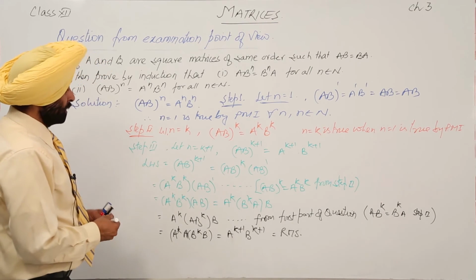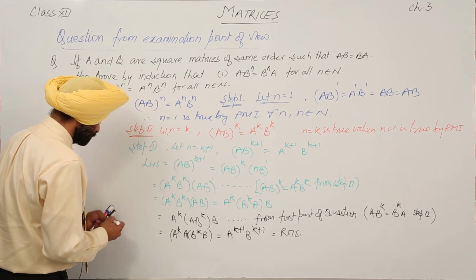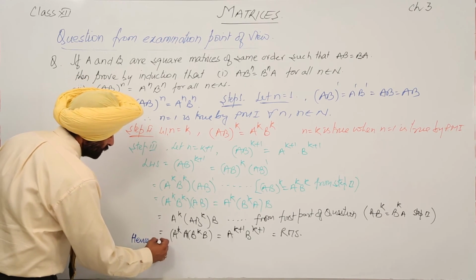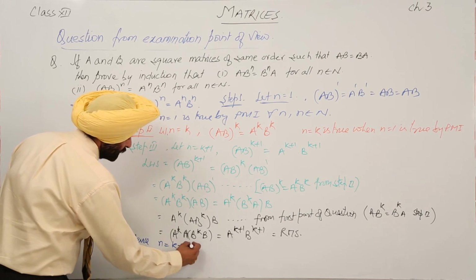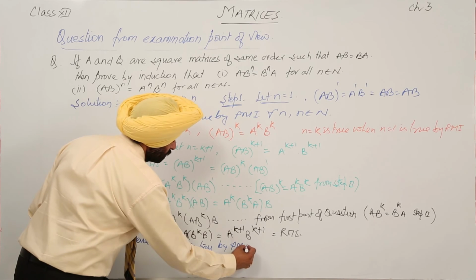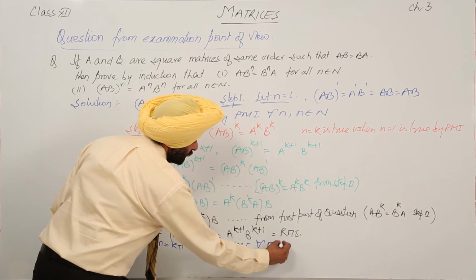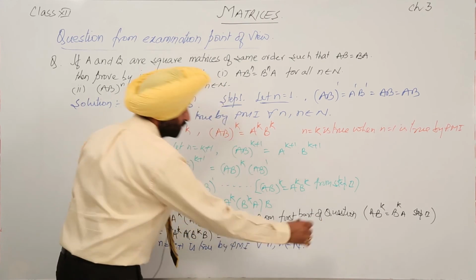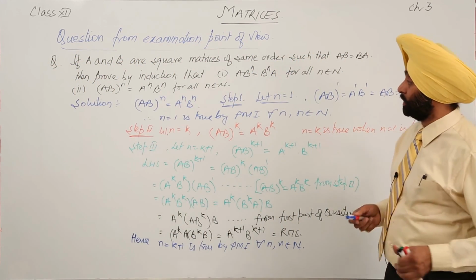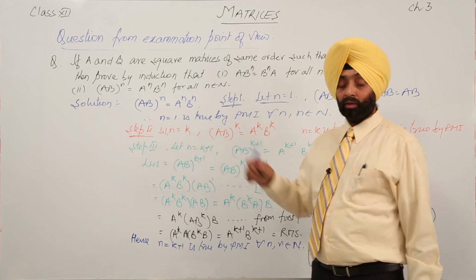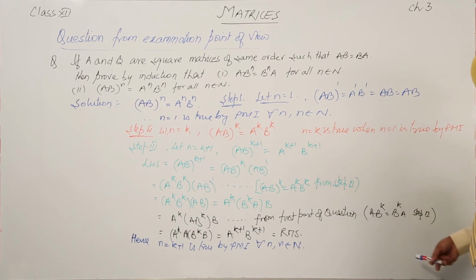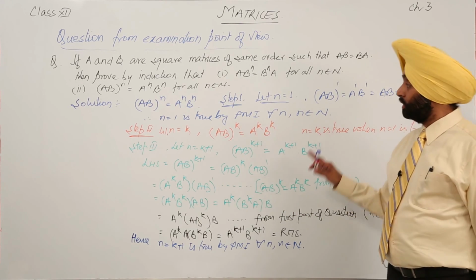Hence, n is equal to k plus 1 is true by PMI for all values of n where n belongs to natural numbers. So remember one thing for proving the second part of the question. This is the first part, this is the second part. The first part is included, we have to go through it. So that's why I have written it in black. So it was a very nice question.